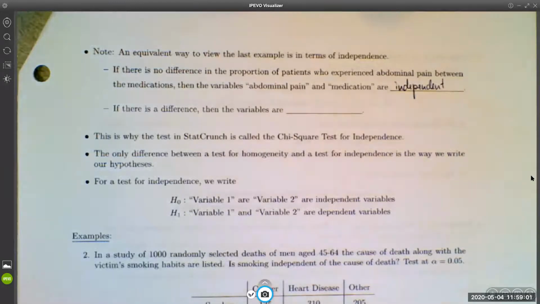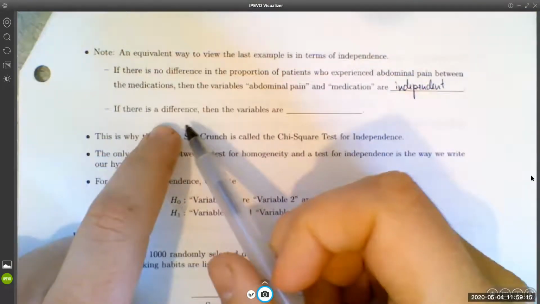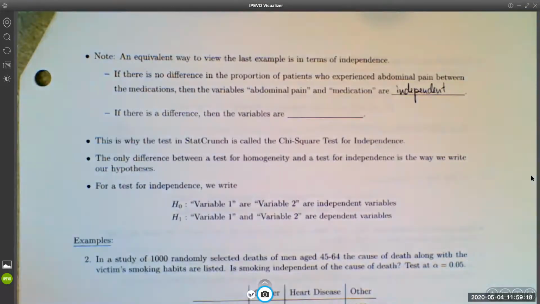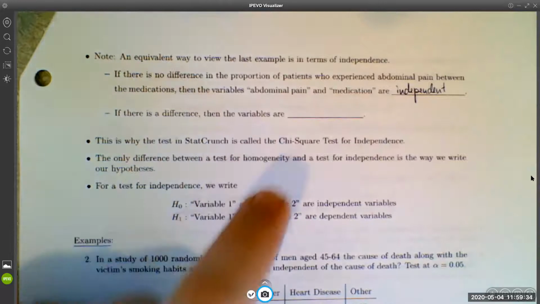So in other words, saying that the proportions are all the same is the same thing as saying that the variables in question are independent. Okay. Now, on the other hand, if there is a difference, right? If people taking cholesterol experience abdominal pain at a much greater proportion than people who take Zocor, then clearly the type of medication has an effect on whether or not you experience abdominal pain. And that means that medication and abdominal pain would be dependent variables. So if there is a difference in the proportion, then the variables are dependent.